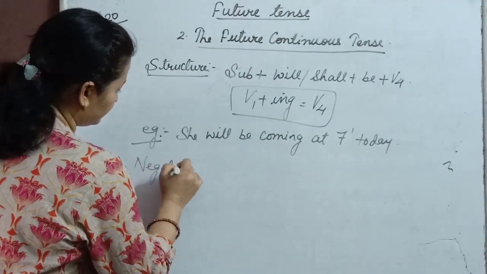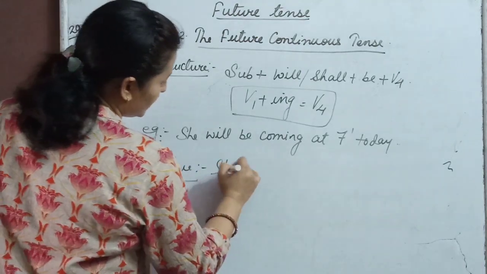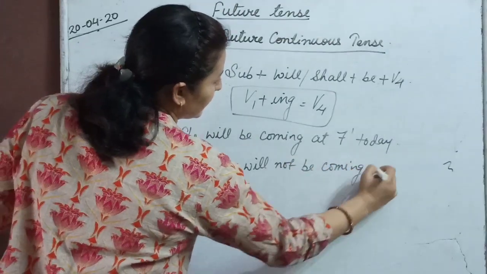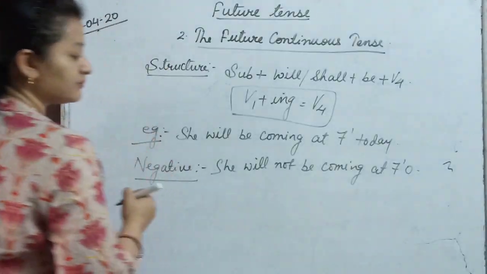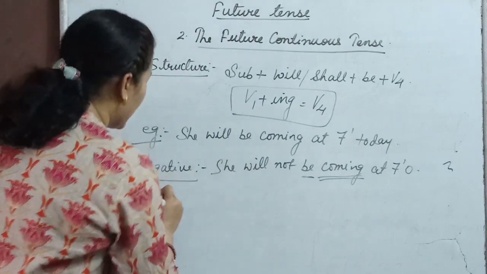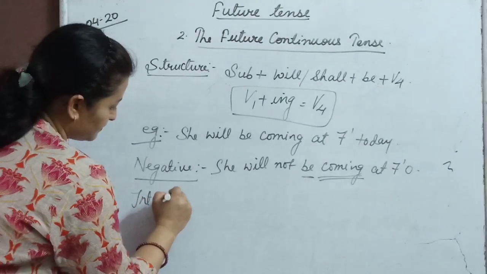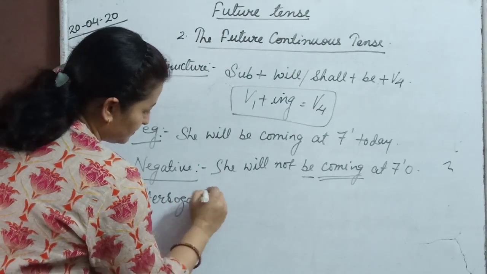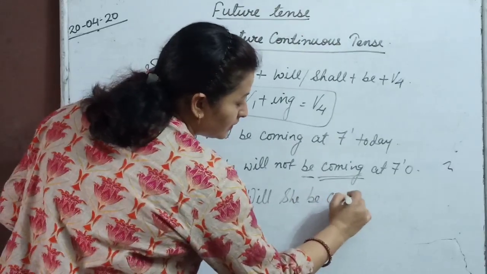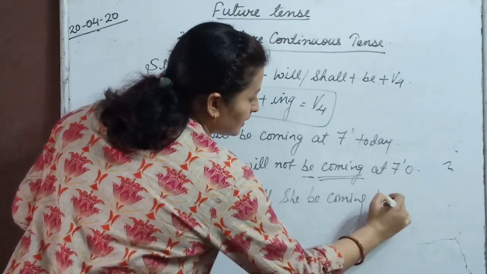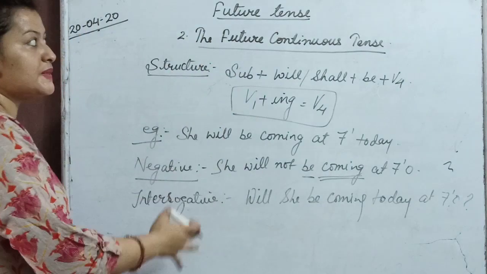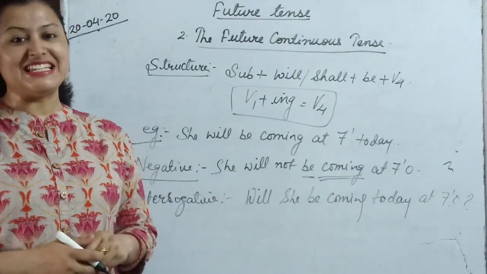Negative: she will not be coming at 7. Okay, this be will always be with the V4. And how to make the interrogative? Will she be coming today at 7? So this is our future continuous tense.